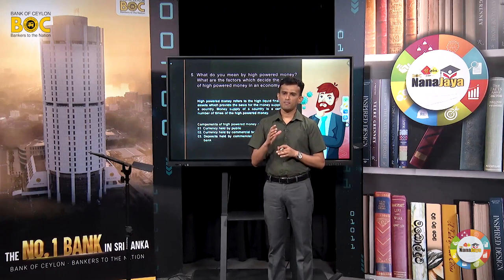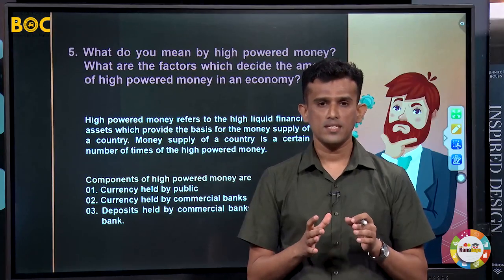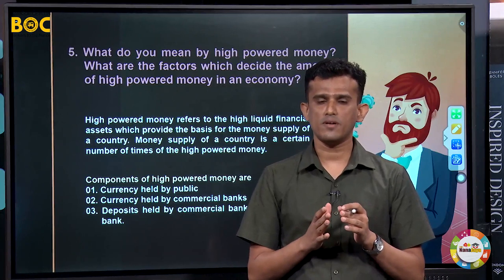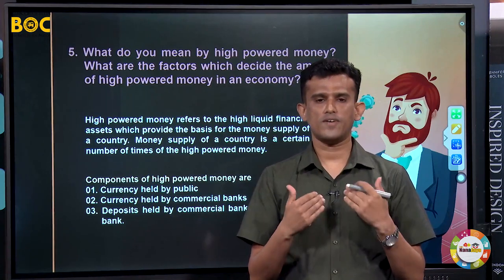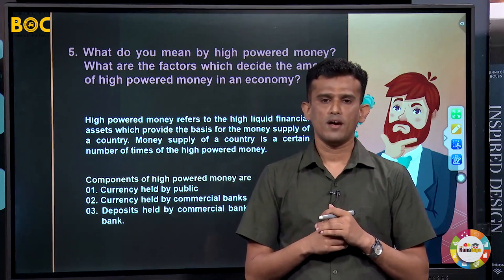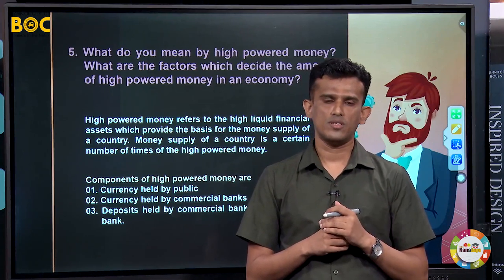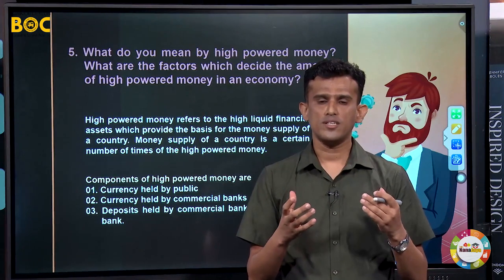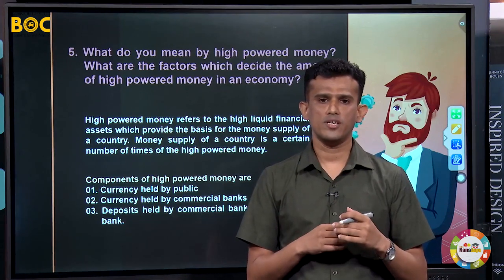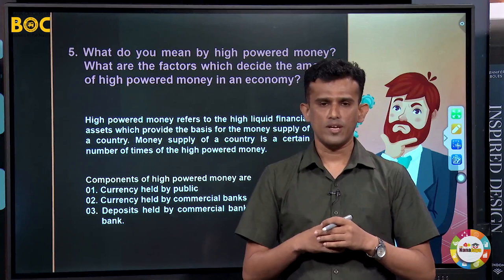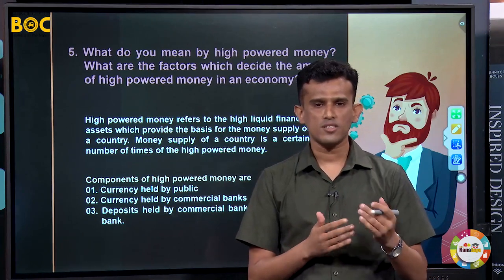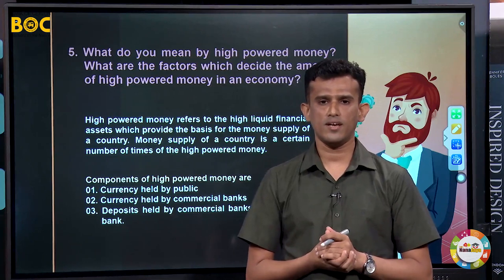We say that the money supply of a country is a certain number of times of the high-powered money. In very simple terms, even though we do not define high-powered money in this way, high-powered money refers to the currency notes and coins issued by the monetary authority, or in other words, based on Sri Lanka, the Central Bank of Sri Lanka. So, if the Central Bank did not issue currencies to this economy, we will not be able to identify any money supply.